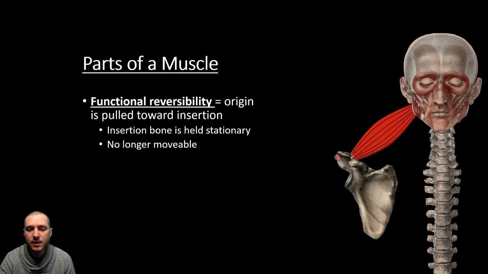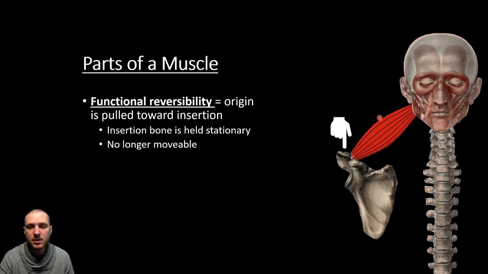And this happens if we hold the insertion stationary, maybe I have a heavy weight in my arm and I'm pulling down on the scapula through the chain of my upper arm muscles. Now our scapula is going to be less movable relative to the origin. So we hold down the scapula and you can see it can no longer elevate and upwardly rotate. We've stopped it from doing that.